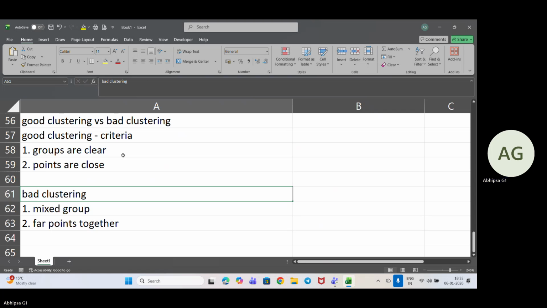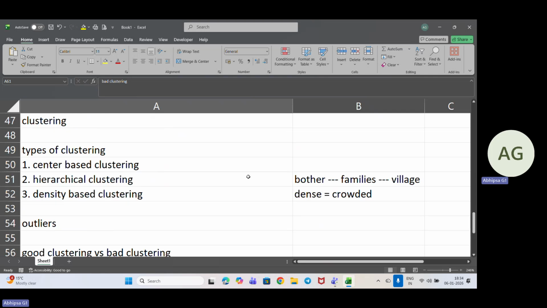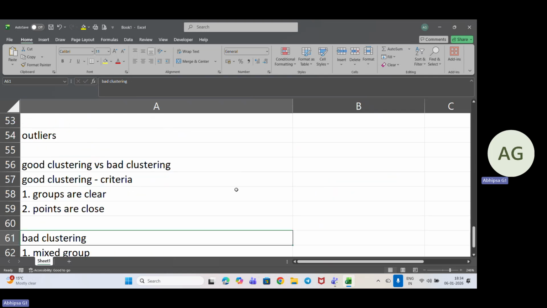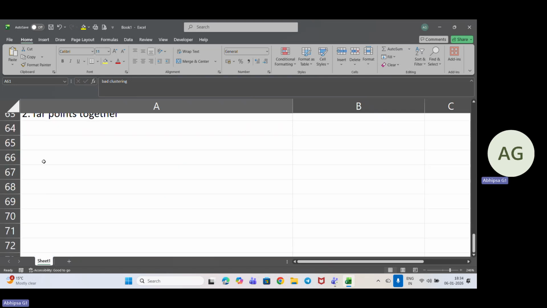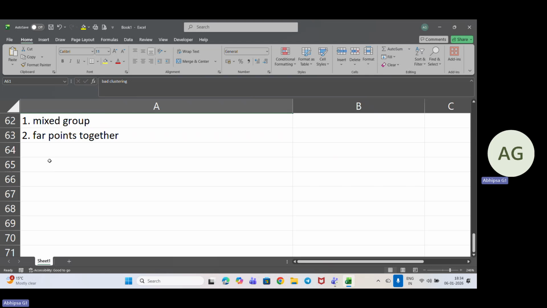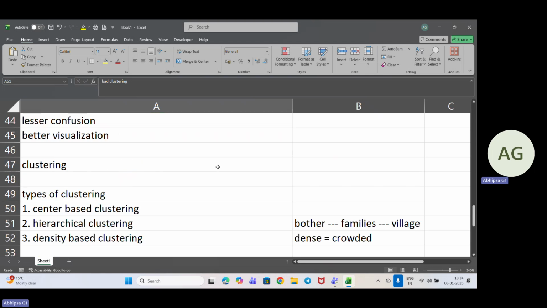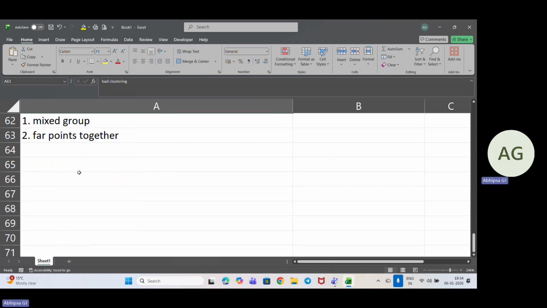Okay. Now, we need to understand each of them in detail, like what a cluster center is. As I told you, we will be discussing cluster centers in detail, so we will understand that now. The types of clustering. The first one is the cluster center, the center-based clustering, basically.